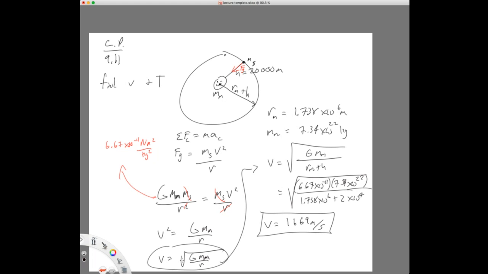Okay, so that's v. How do we find the period? Well, v is 2 pi r over t. That is its distance over time. So we can just rearrange this, and we get the period is 2 pi r over v. That's going to be 2 pi times 1.738 times 10 to the 6 plus 2 times 10 to the 4. So that's my r over 1,669.